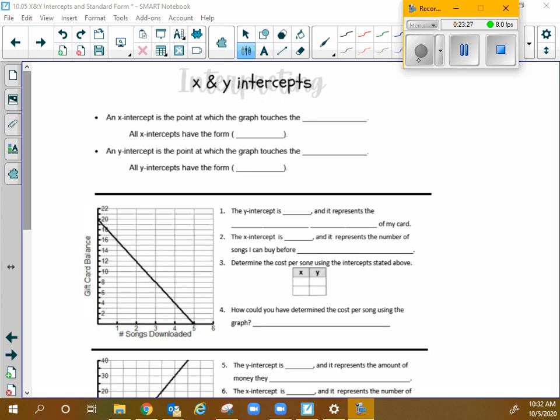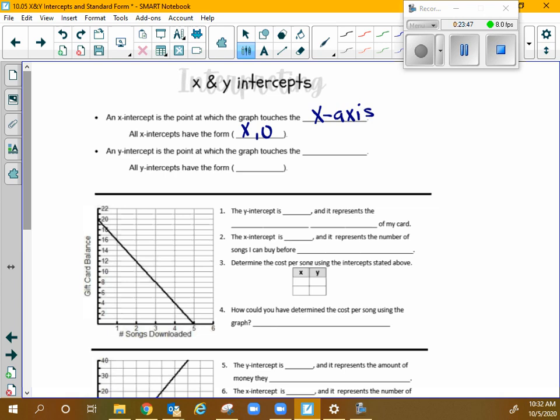All right. We are interpreting based on the scenario. So we're going to go quick. The x-intercept is the point where the graph touches the x-axis and the form is x, 0. The y-intercept touches the y-axis and it's 0, y. Okay, we're probably only going to have time to get through one of these, but it'll make sense, all right?